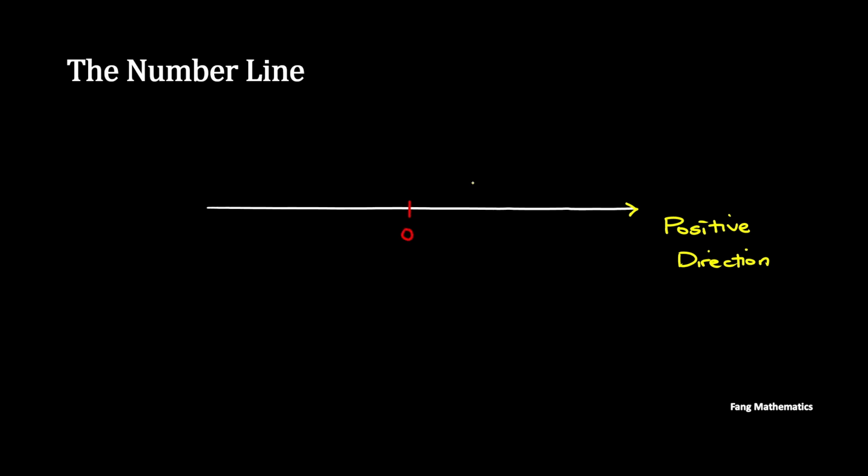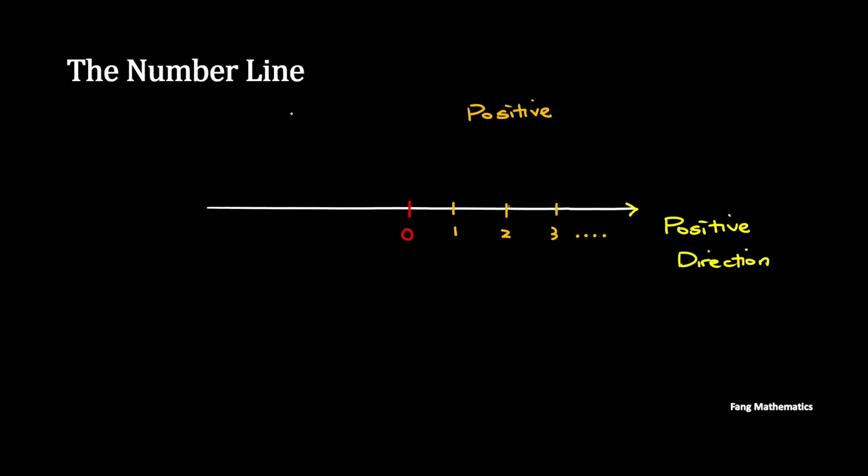The reason that 0 is so important is because 0 separates the number line into two regions. On the right, you have the positive region. All the numbers that lie on the positive region are positive. So you should have 1, 2, 3, and so on. And as you move towards the positive direction, you should notice that your numbers are getting bigger and bigger.